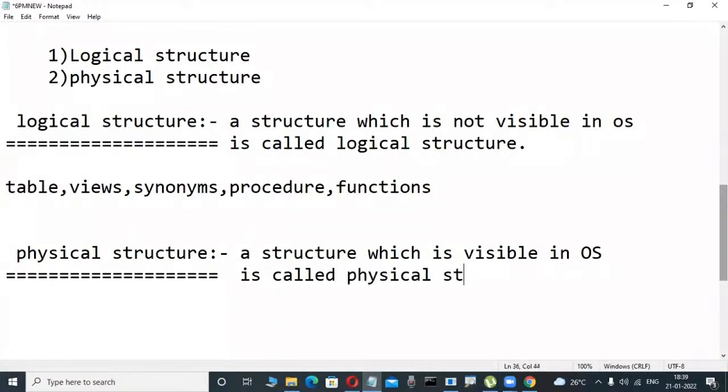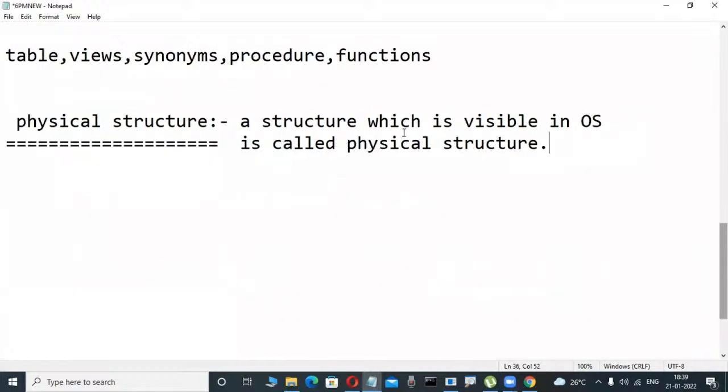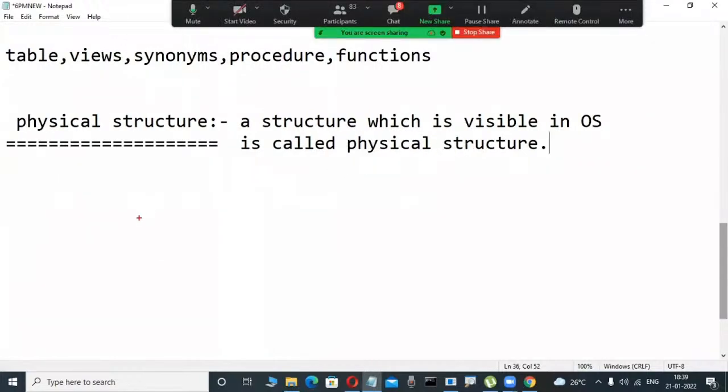Who are the persons working in this physical structure? Observe here, it's a big concept. I'm only giving the definition today, because I will tell you which definition of database is correct. A structure which is visible in the operating system is called a physical structure. Suppose we install software, some physical files are created on the disk. Whether it's PowerPoint, MS Access, Word, anything we install, physical files are created.